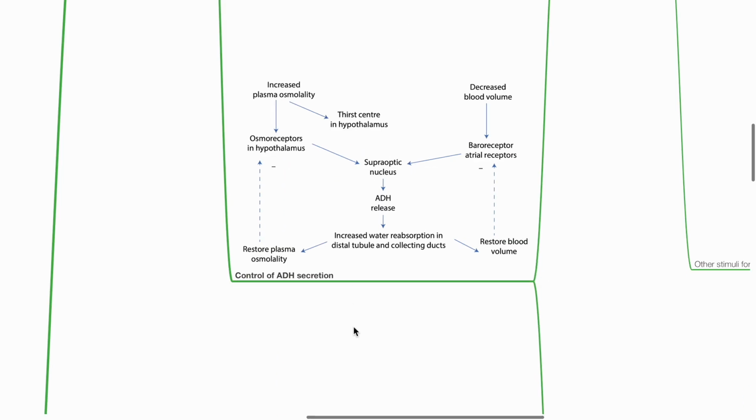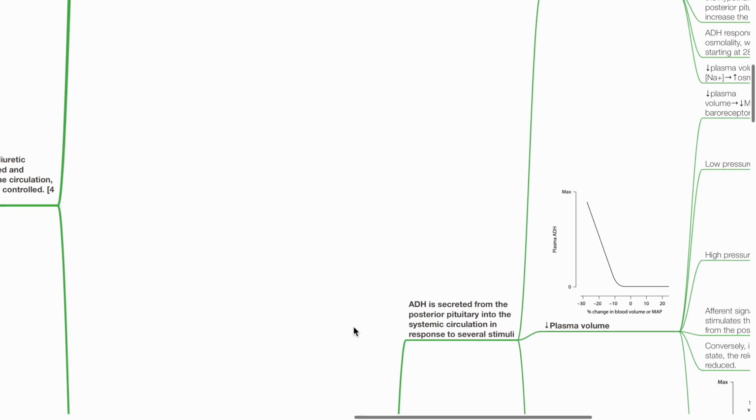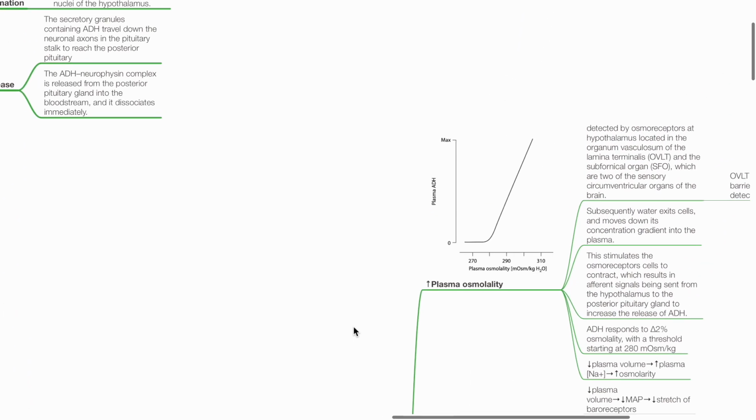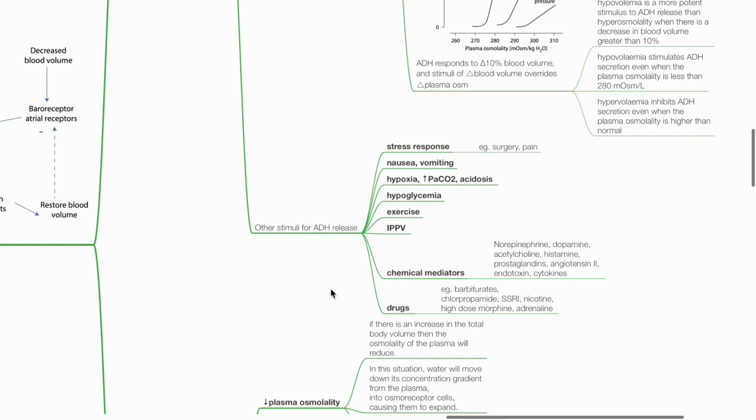Control of ADH secretion. ADH is secreted from the posterior pituitary into the systemic circulation in response to several stimuli, which include increased plasma osmolality, reduced plasma volume, and other stimuli such as the stress response, nausea and vomiting, hypoxia, hypercapnia, acidosis, hypoglycemia, exercise, IPPV, chemical mediators, and drugs.